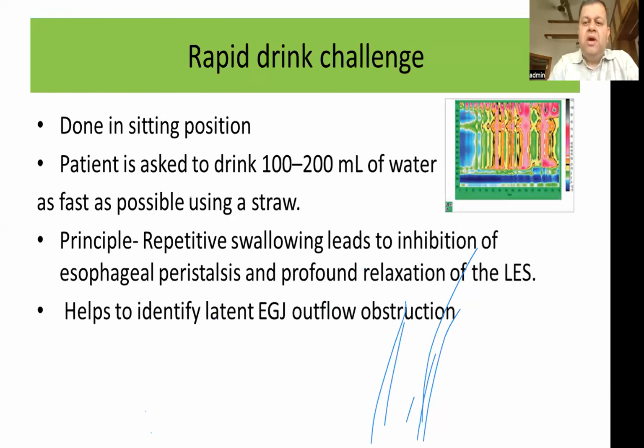This is how we do a rapid drink challenge, and this is what kind of image we will get in a water perfusion system. When this test is done in a sitting position, we ask the patient to drink around 200 ml of water as fast as possible using a straw. Repetitive swallowing leads to inhibition of esophageal peristalsis and profound relaxation of the LES, as is seen in the figure. This helps us to identify latent EGJ outflow obstruction.